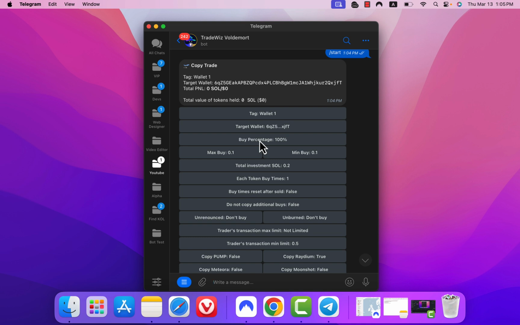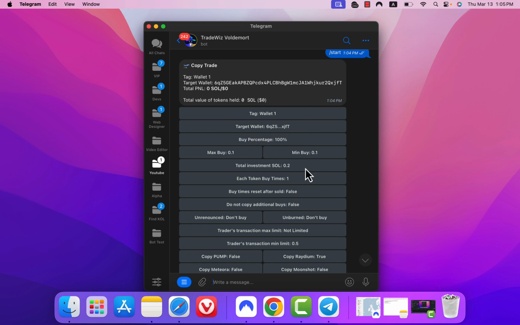Buy percentage should be 100%. Max buy and min buy are very important. Since I started with one SOL, I prefer to spend maximum and minimum 0.1 SOL for each token. This really depends on your budget. For total investment SOL, I set this at 0.2 SOL. This means since each token will spend 0.1 SOL, we give two chances to this wallet. And if two tokens fail, for the third one, the TradeViz bot doesn't copy trade this wallet.